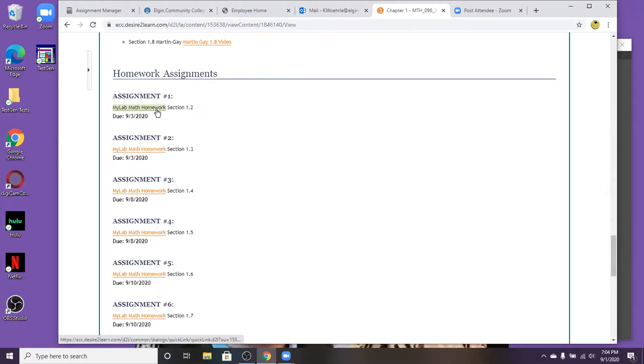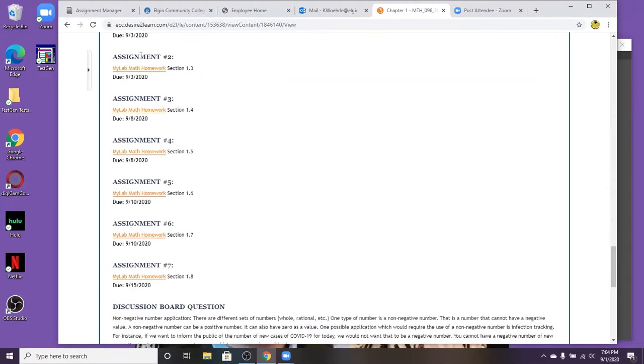This brings you right into my math lab. And you can see the due dates. Now, if you miss a due date, still do the homework. When we get into chapter 2, you'll be marked down 2 points per day that it's late. But I'd rather you get a 98 or a 96 than get a 0 and not do the homework.